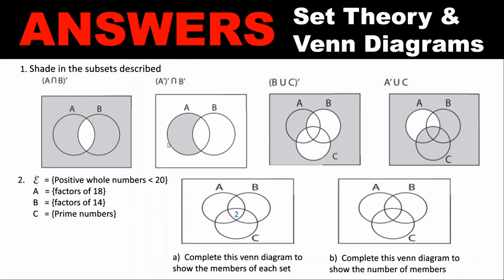If I shaded all of A, I would have shaded this part as well. But it has to be in A, but at the same time, and not in B. So outside of B, not including the intersect.